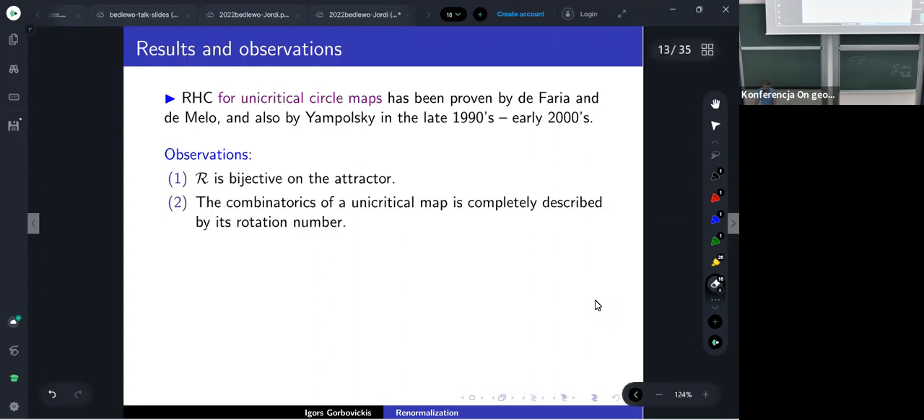So second, the word combinatorics appears in my talk, and I have not mentioned this yet.